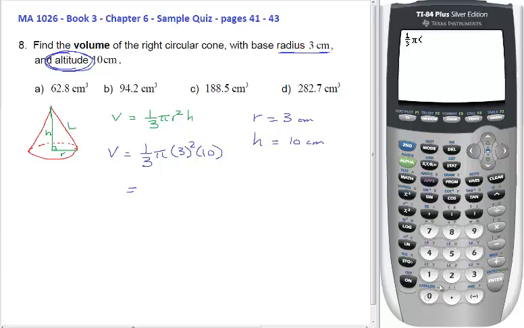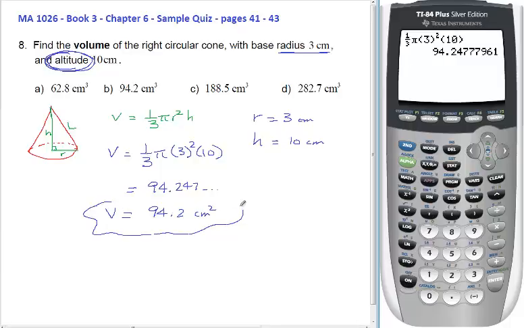So yes, you can see I always use brackets. Notice I always use parentheses when substituting. It's a good habit. And enter. So in this one I get 94.247 and so on. Now let's see what we got for an answer. And again, volume is in cubic centimeters, and I can see B up there is 94.2. So there's the volume of this right circular cone. So the answer is B.